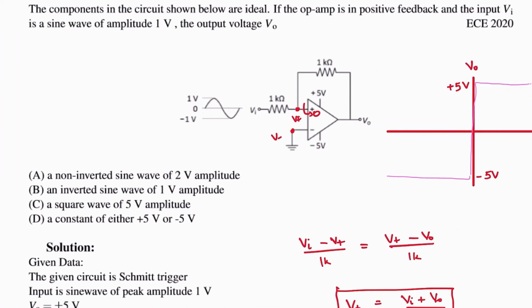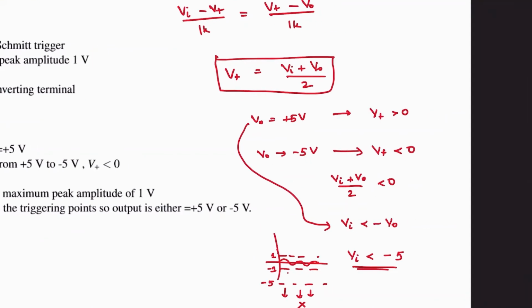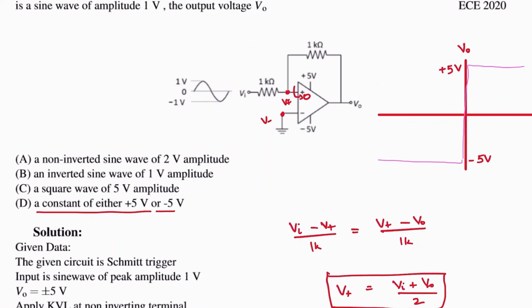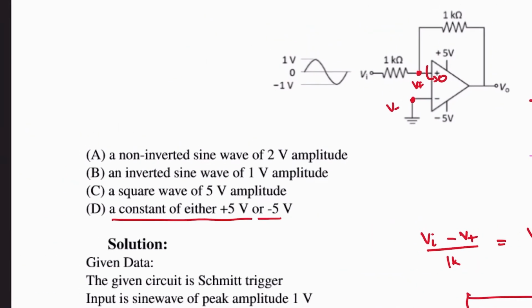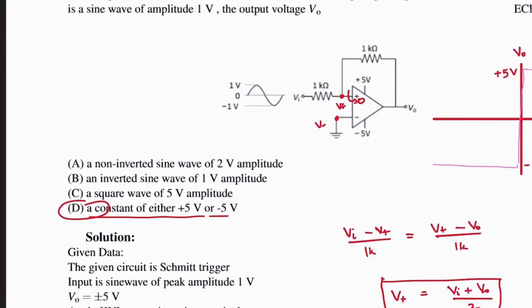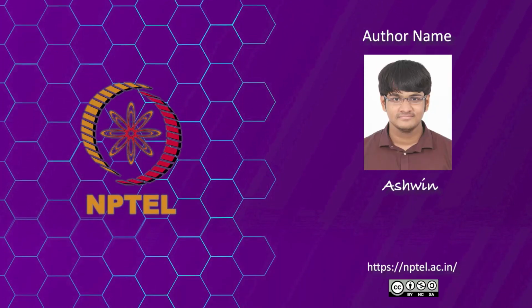So the output voltage is a constant. If it was plus 5 volt, it would stay plus 5 volt, and you can similarly see that if it had been minus 5 volt, we would have had to have the input go above plus 5 volt for it to flip the output again. And so, had it been minus 5 volt, it would have just stayed there. Thus the answer is D, a constant of either plus 5 volt or minus 5 volt.